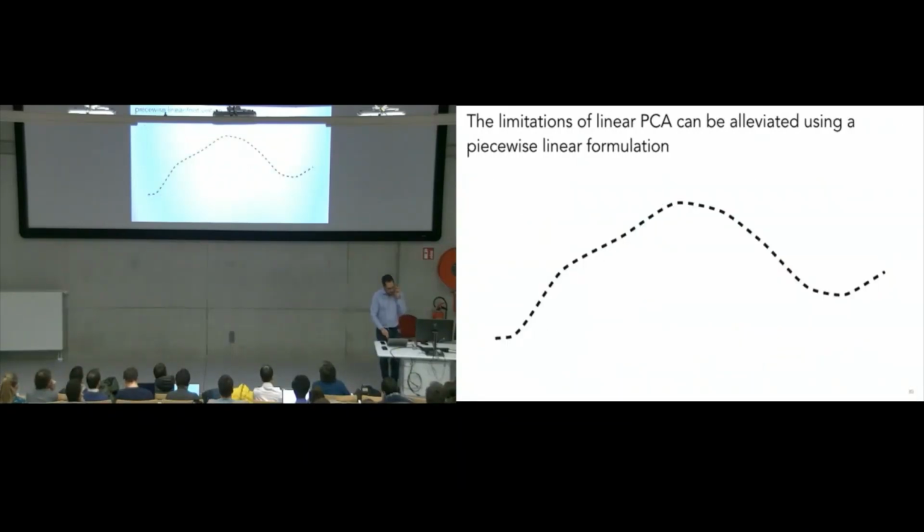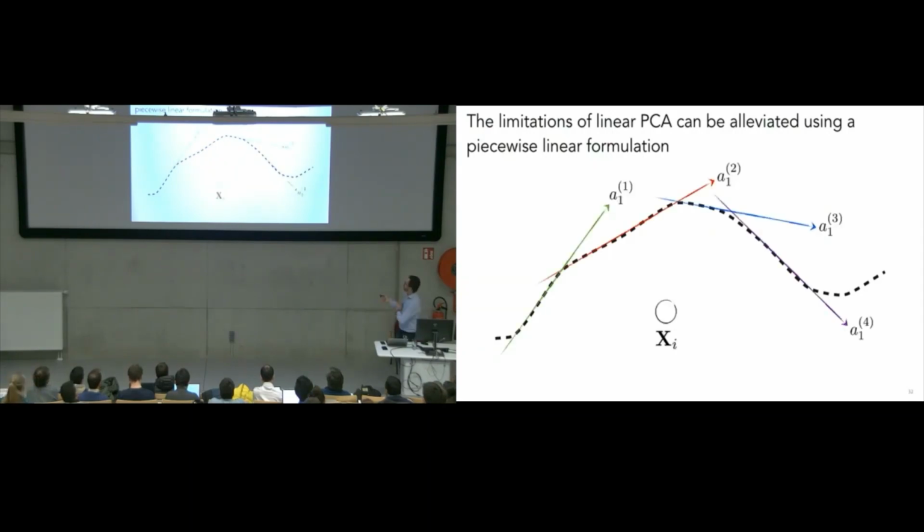So this actually prompted us to look into linear formulations of PCA. So imagine you have this nonlinear manifold. You have a multidimensional point. So what you can actually do is to imagine doing a piecewise linear PCA reconstruction by minimizing what?